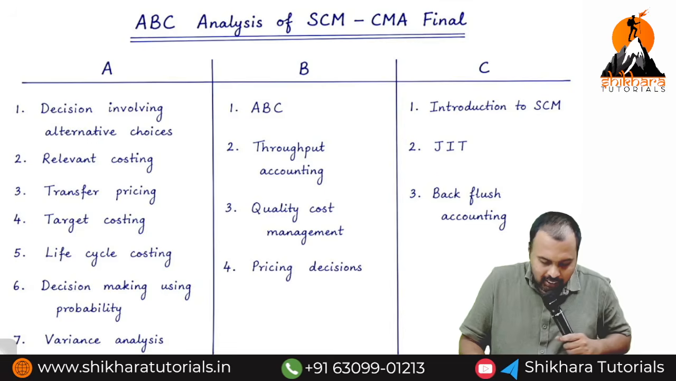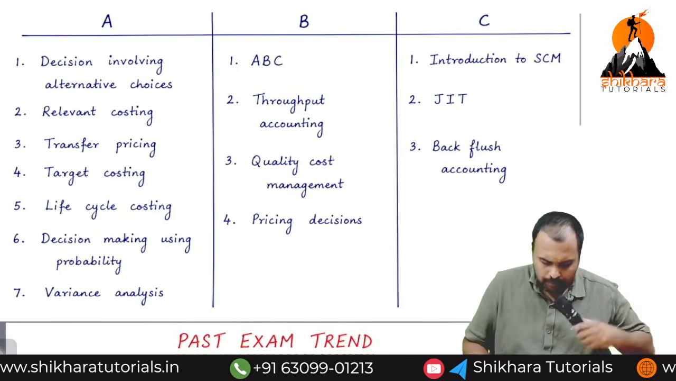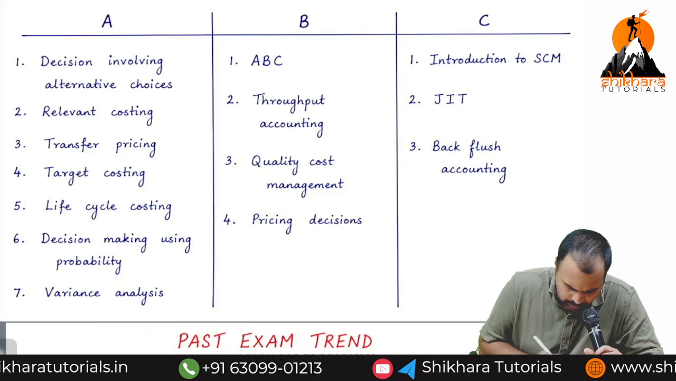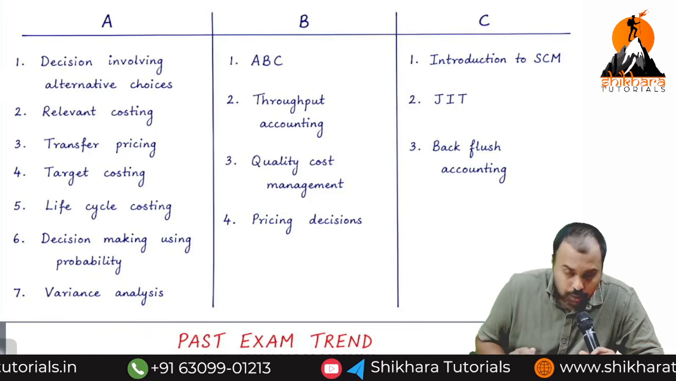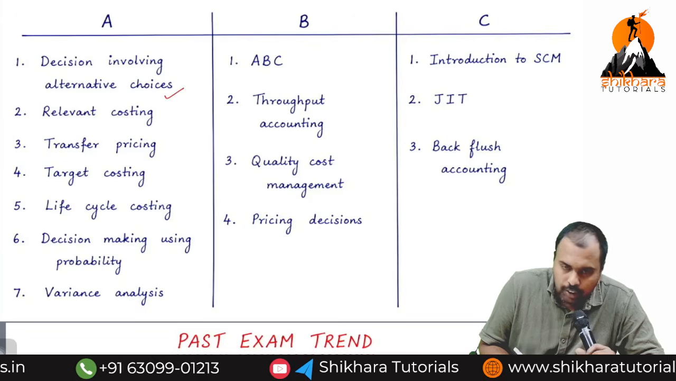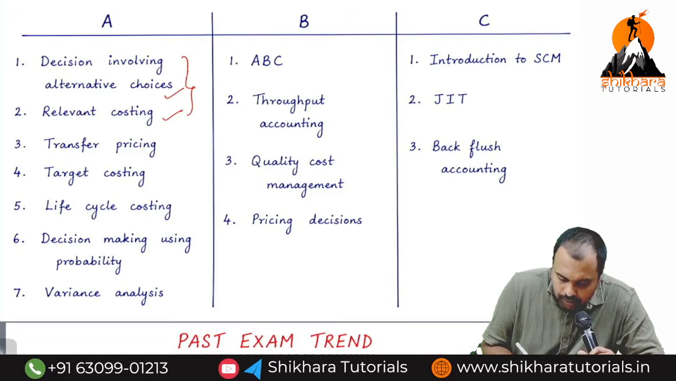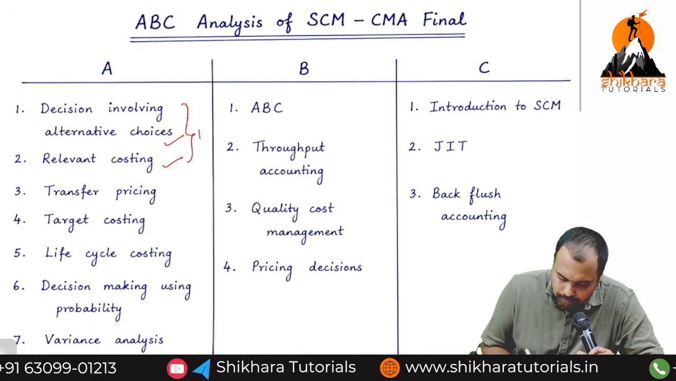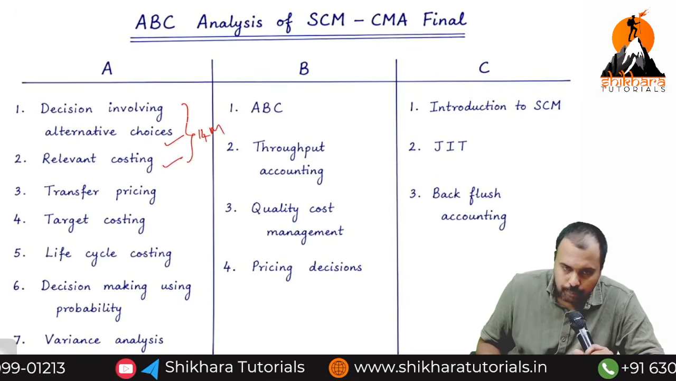So let us see the ABC analysis of SCM. Under A category, we have to compulsorily prepare decisions involving alternative choice and relevant costing. One question from these two topics will definitely be given for 14 marks, so it is very important.